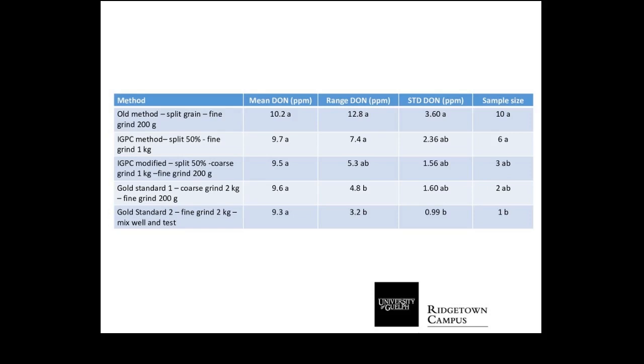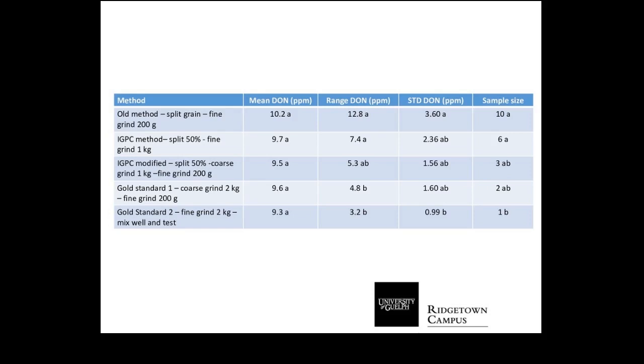We had the old way, we had a range of almost 13 parts per million in the results, whereas with the gold standard, we were down to 3.2 parts per million in that result, and that was a much lower range in result. And then we also reported the standard deviation, and again, grinding the whole sample, fine grinding, it gave us the best result, and then again, the calculation of the sample size. So this really supports the idea of grinding a lot more grain than we have been in the past.